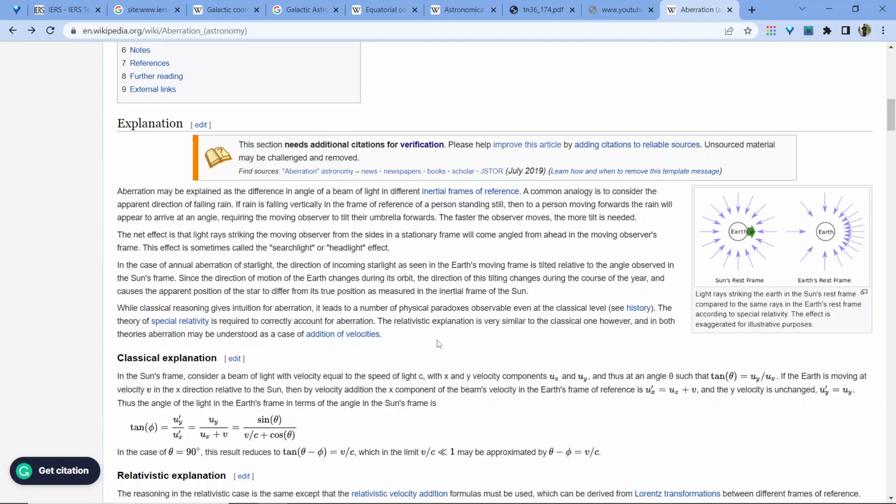While classical reasoning gives reason for aberration, it leads to a number of physical paradoxes observable even at the classical level. See history. The theory of special relativity is required to correctly account for aberration. The relativistic explanation is very similar to the classical one, however, and in both theories, aberration may be understood as a case of addition of velocities. Classical explanation, relativistic explanation, relationship to light time correction, and relativistic beaming. Types: stellar aberration, planetary aberration, hypotheses.